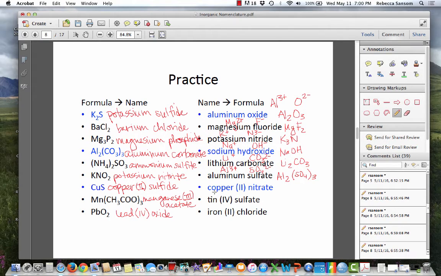not just 43 oxygens, for example, if you didn't have the parentheses there. Okay, copper 2 nitrate. Copper 2 tells me it's Cu2+, that's what the 2 means. Nitrate's a polyatomic ion, NO3-. This gives me Cu(NO3)2. Tin 4 sulfate. Tin is Sn 4+, sulfate SO4 2-. This gives me Sn(SO4)2. Iron 2 chloride, Fe2+, chloride Cl-. That gives me FeCl2. There we are. Ionic compounds, done.